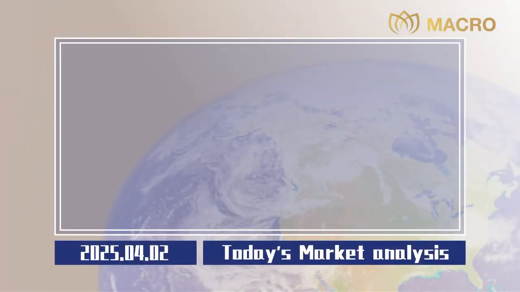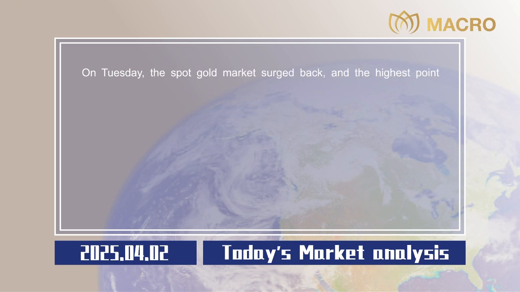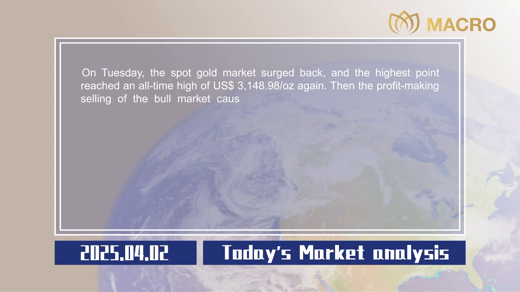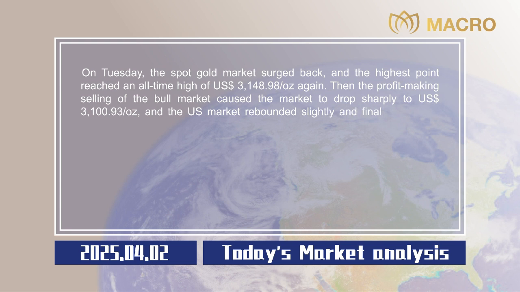Market analysis. On Tuesday, the spot gold market surged back, and the highest point reached an all-time high of $3,148.98 per oz again. Then the profit-taking selling of the bull market caused the market to drop sharply to $3,100.93 per oz, and the U.S. market rebounded slightly and finally closed at $3,114.12 per oz.